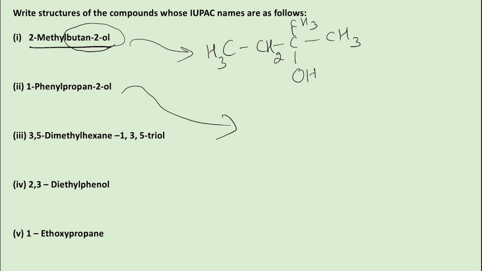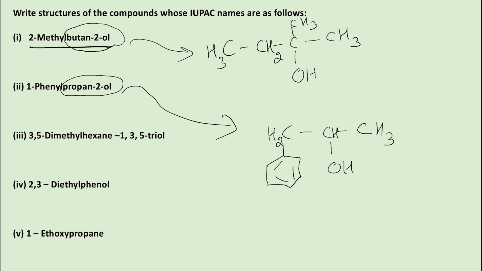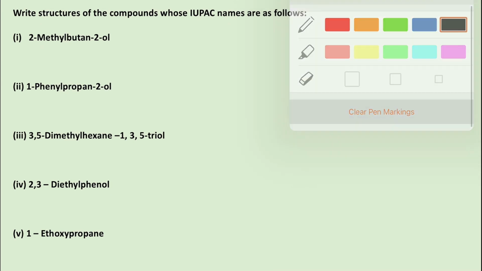Second, 1 phenyl propane 2-ol, parent compound, 1 2 3, propane 2-ol. Phenyl means on the first carbon there is C6H5. Complete the remaining bonds by putting hydrogens. That's the compound. This is easier. If IUPAC name is given, you know the rules by heart, then there are hardly any chances that you will go wrong in drawing the structure if name is given. So this is comparatively easier.